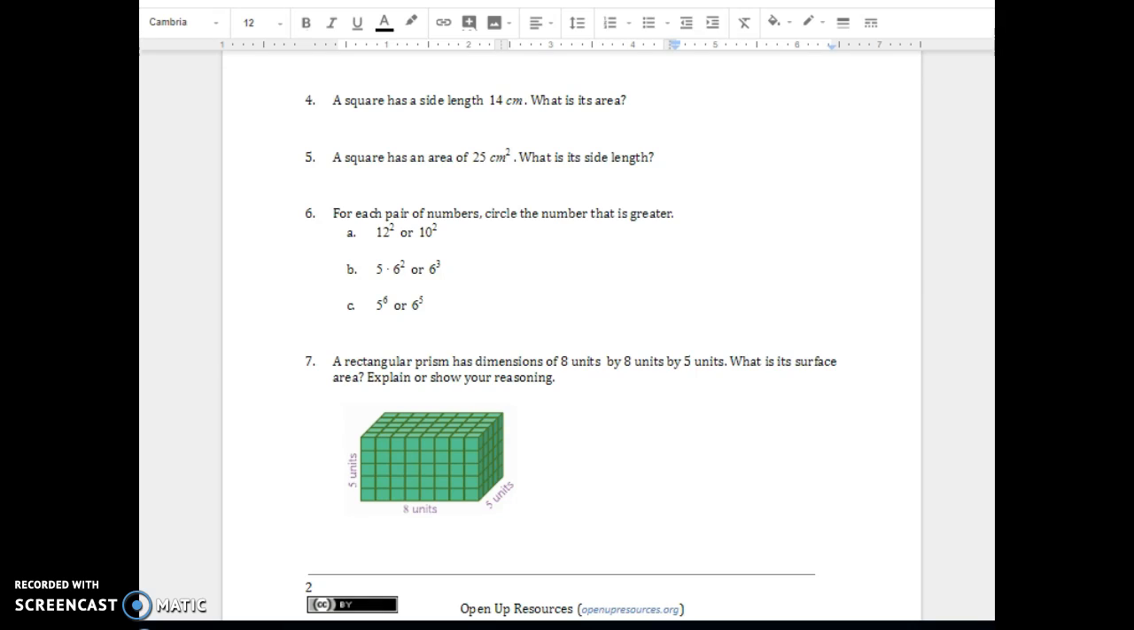Question 7. A rectangular prism has dimensions of 8 units by 5 units by 5 units. What is its surface area? Explain or show your reasoning.